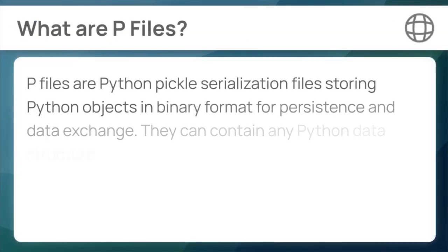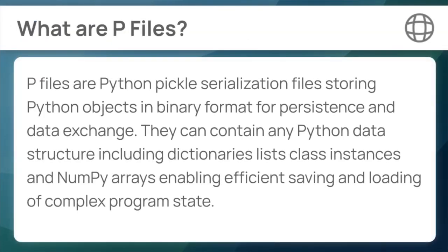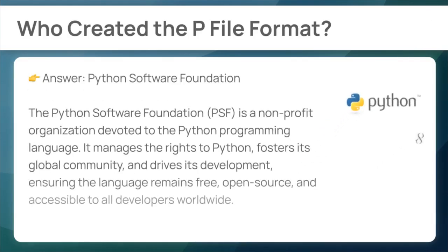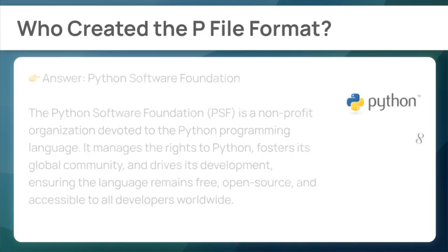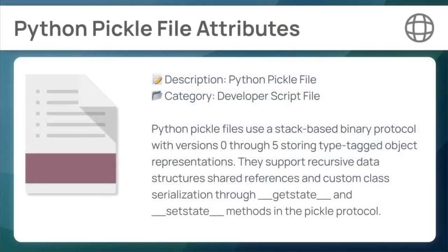P files are Python pickle serialization files, storing Python objects in binary format for persistence and data exchange. They can contain any Python data structure, including dictionaries, lists, class instances, and NumPy arrays, enabling efficient saving and loading of complex program state. Python pickle files use a stack-based binary protocol, with versions 0 through 5 storing type-tagged object representations. They support recursive data structures, shared references, and custom class serialization through __getstate__, __reduce__, and __setstate__ methods in the Pickle protocol.